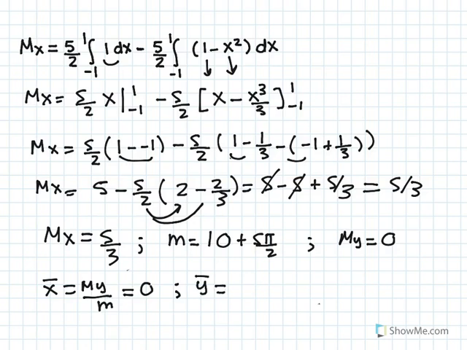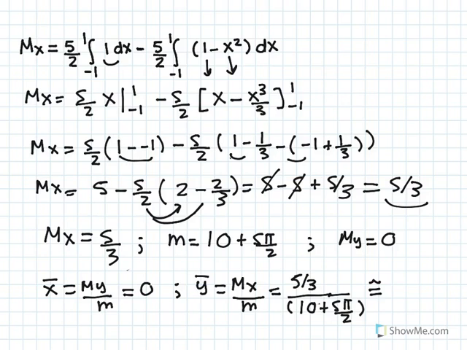Y bar is equal to the moment with respect to the x-axis, divided by the mass. The moment with respect to the x-axis, we found it to be 5 over 3. And the mass, we found it before to be 10 plus 5 pi over 2. So this is the centroid of the region. If we decimalize this, we get 0.093. So the centroid is x bar is 0 and y bar is 0.093.